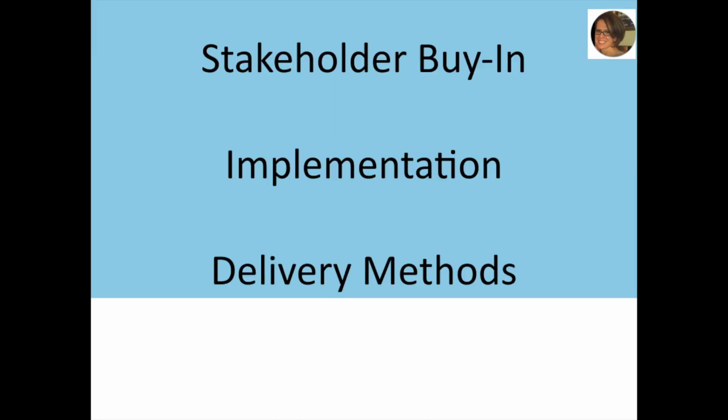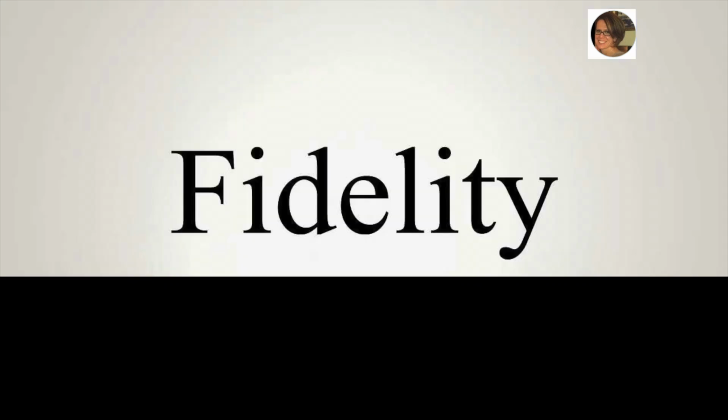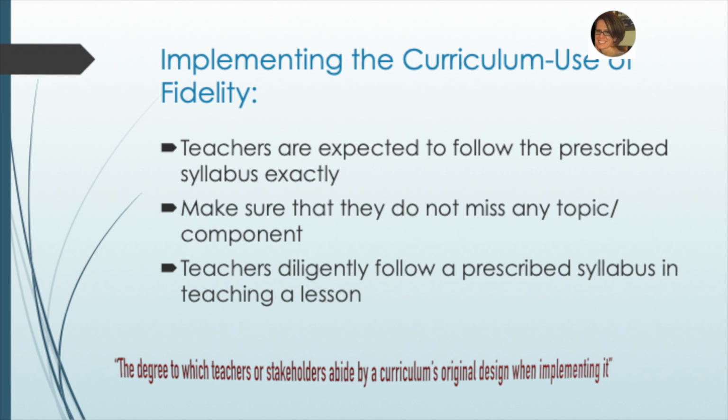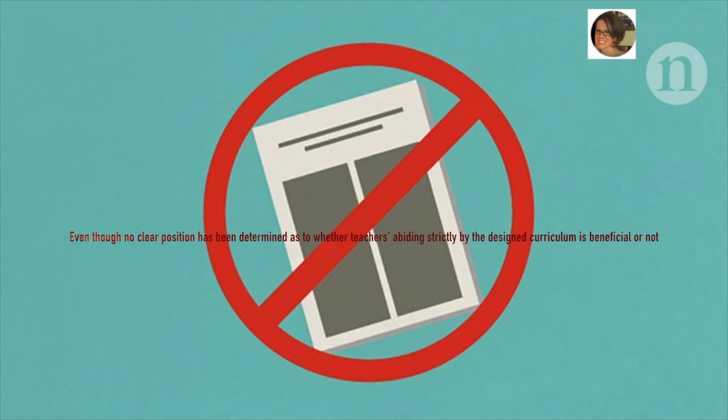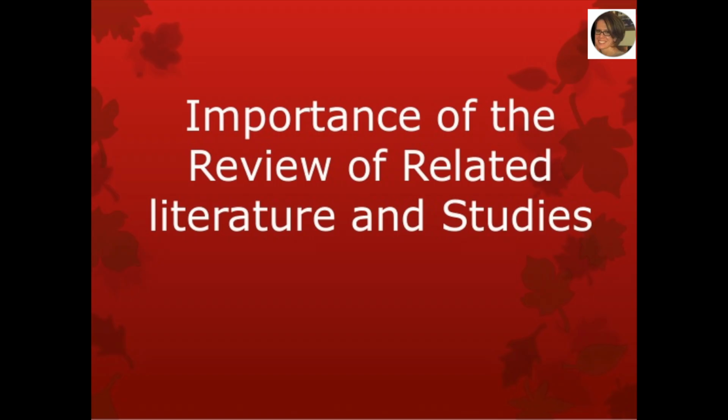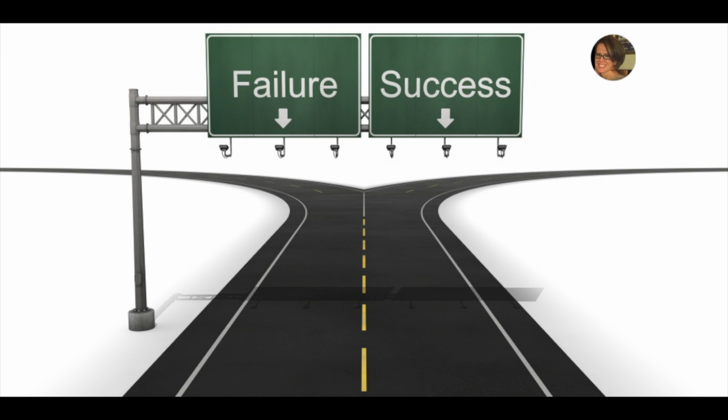Now that we've described buy-in, implementation, and the delivery of content, we need to talk about fidelity. Curriculum fidelity can be defined as the degree to which teachers or stakeholders abide by a curriculum's original design when implementing it. Even though no clear position has been determined as to whether teachers abiding strictly by the designed curriculum is beneficial or not, it is argued in the related literature that by determining fidelity of implementation, it's possible to explain the reasons for success or failure of curriculum innovations, and to specify the changes in the curriculum and their outcomes. To promote fidelity of use, we need to identify the topics or subjects that need more focus.